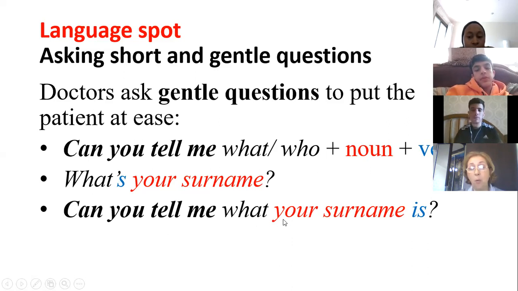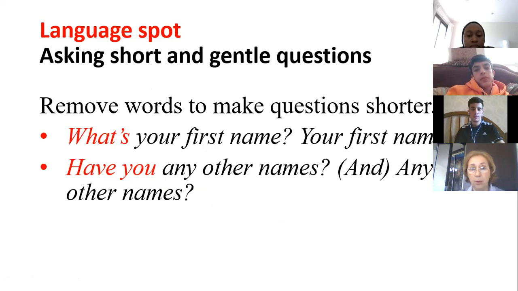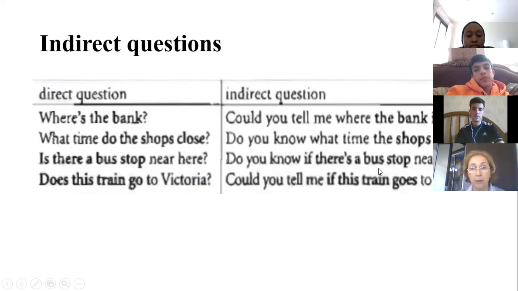Can you tell me what your surname is? We move the verb is to the place after the noun. Instead of is your name, we say your name is. This is the correct order of words in the indirect question.